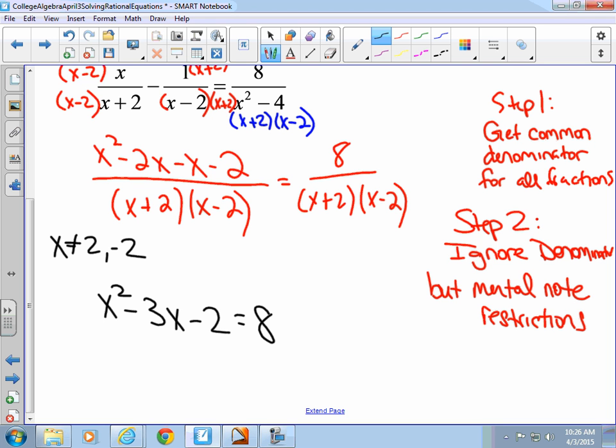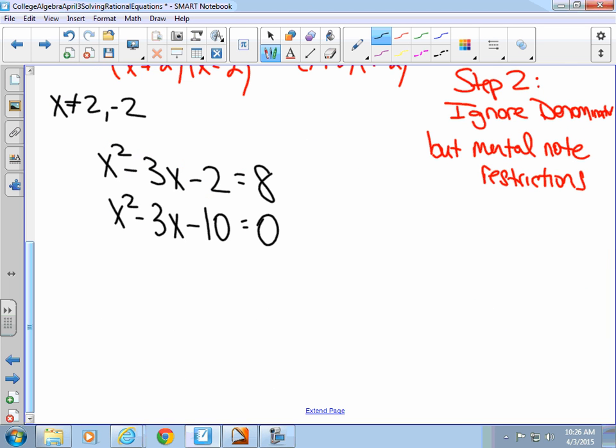Get 0 on one side. Why would I do that? Why do I have to get 0 on one side? Good. I have an x squared. Anytime I have a quadratic, I need to get 0 on one side. Does it factor? If it didn't factor, just quick reminder, what's my other option? The quadratic formula, and you do have a program for that.